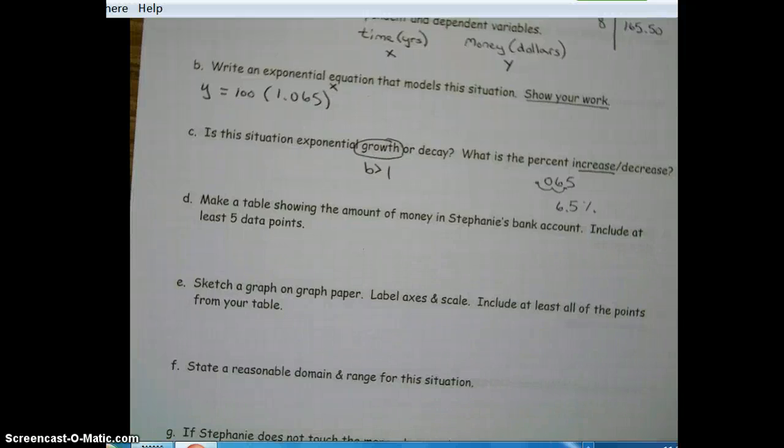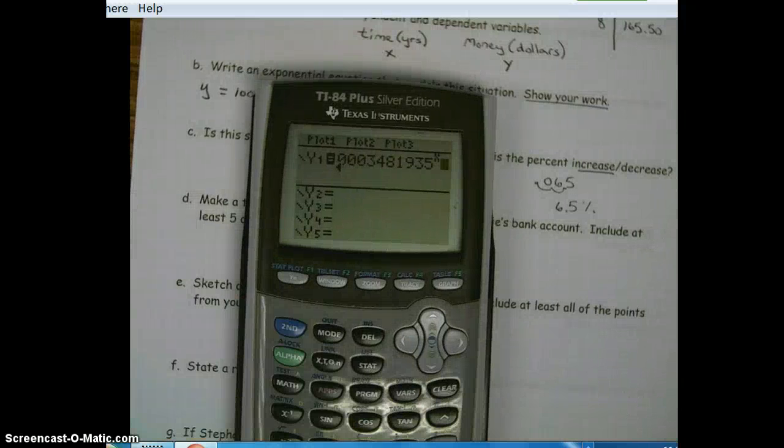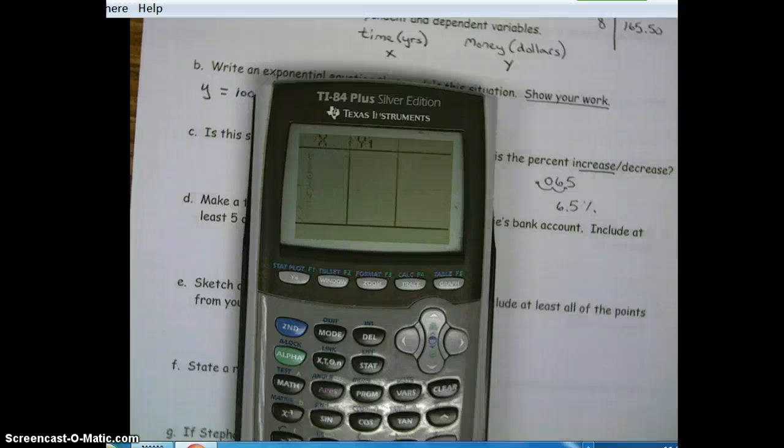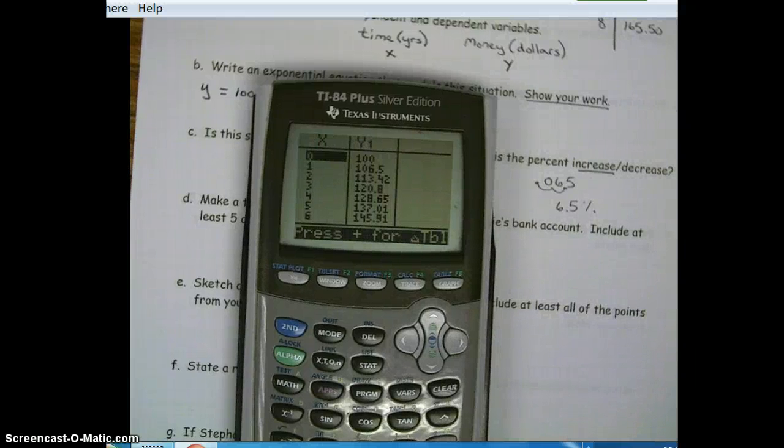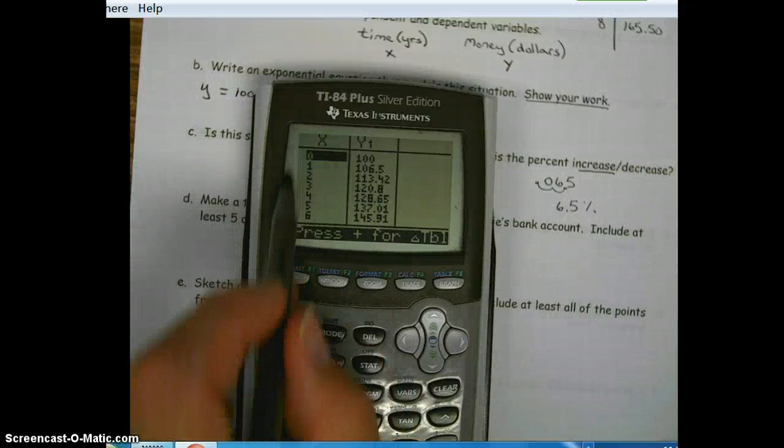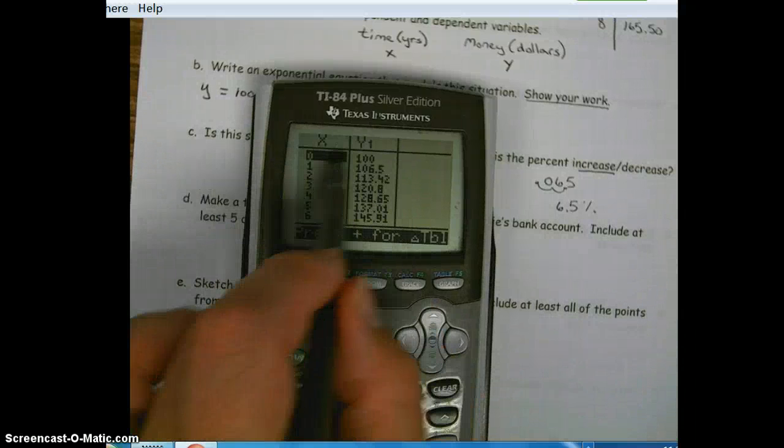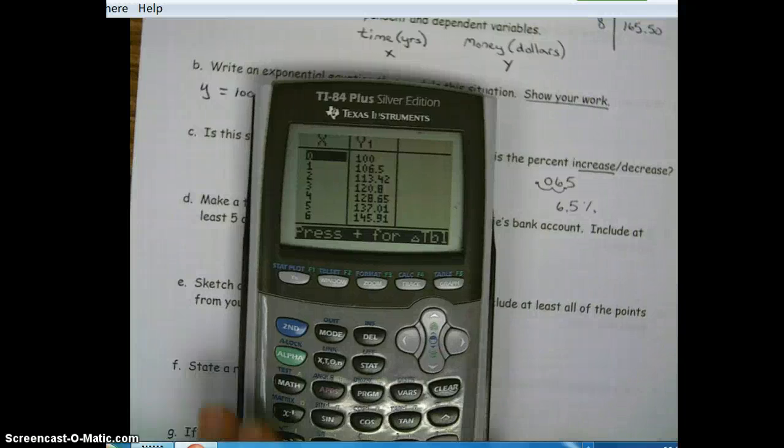Make a table. Well, we got it in here. Second graph. There you go. 5 points. I would choose the first 5 points given. Write them down.